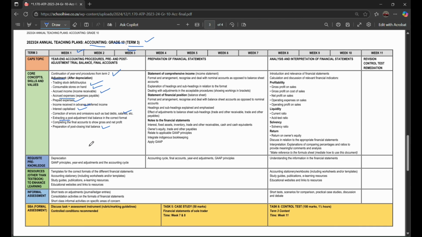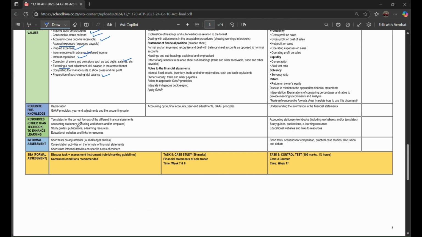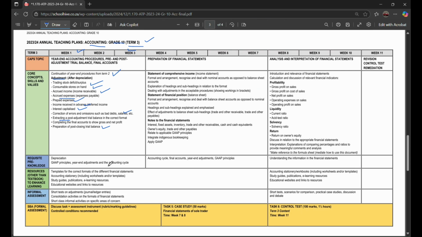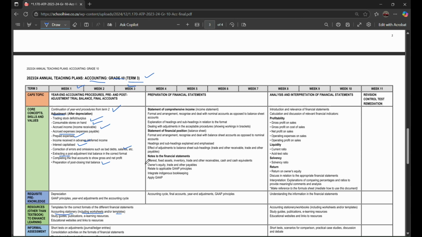depreciation, templates for the correct formats of the different financial statements, accounting stationery, including worksheets and/or templates, etc.